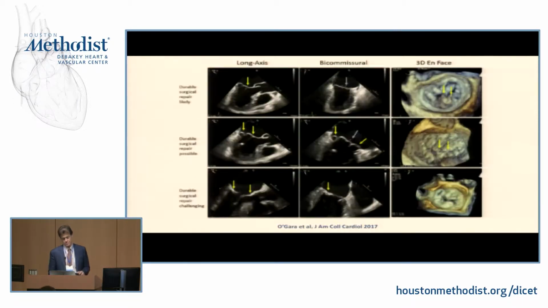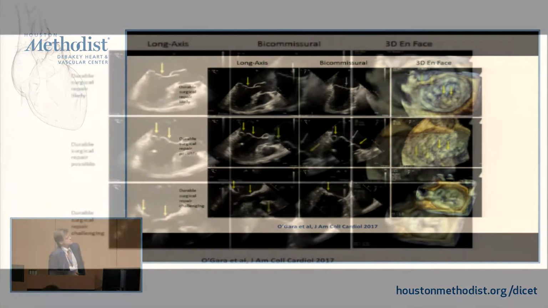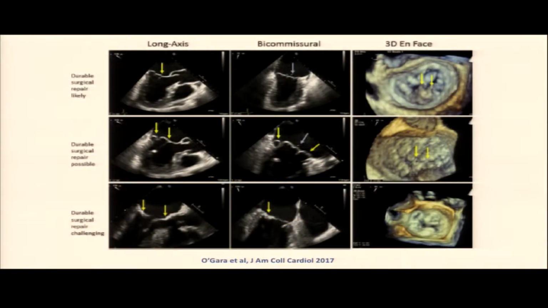So let's talk first about primary or degenerative MR. This is in the O'Gara paper that just came out. There are certain features that tell you that a durable surgical repair is likely. You have thin leaflets, fibroelastic deficiency, flail. The flail is sort of isolated to P2, that's a repairable valve that should not be replaced. If your surgeon at your institution can't repair this valve, send them somewhere else. You want to treat every patient like it's your own mom. Hopefully you like your mom and want to help her, but really, you want to do the right thing for this patient, right?